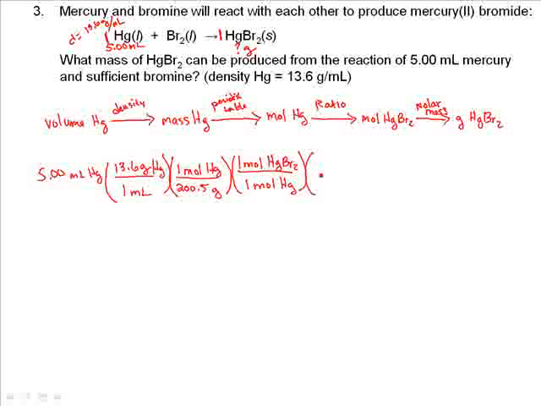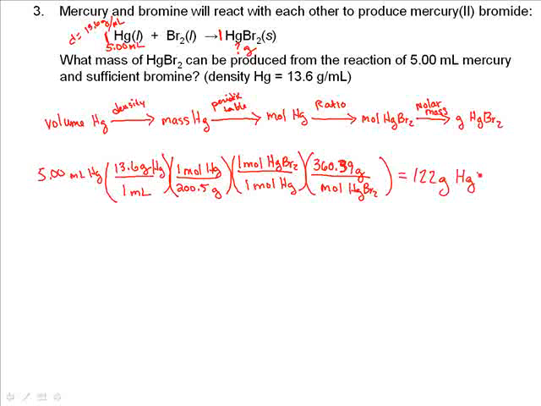And then the molar mass of mercury bromide is 360.39 grams per mole of mercury bromide. And that gives me 122 grams of mercury bromide.